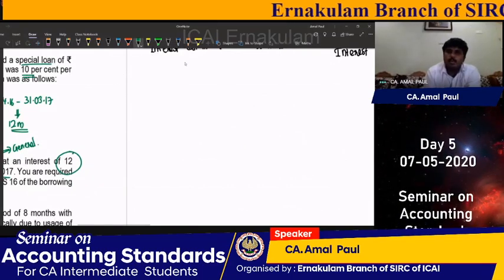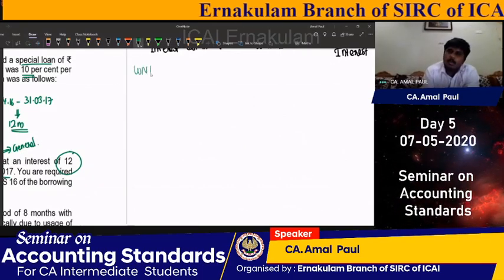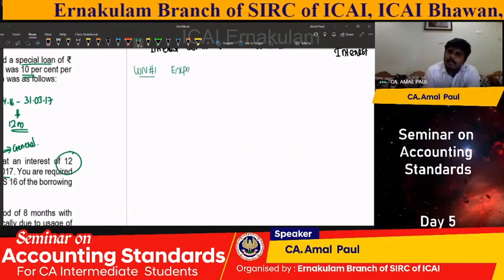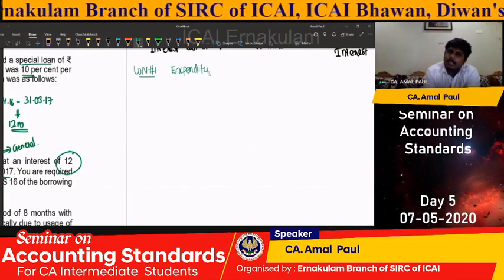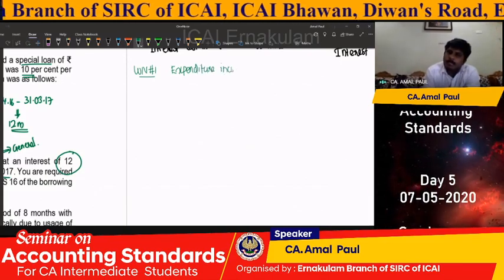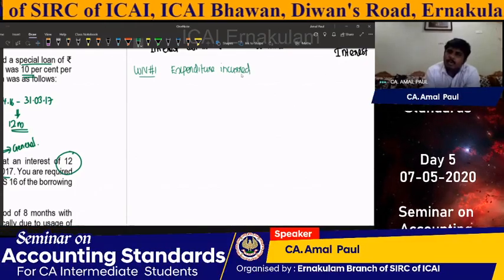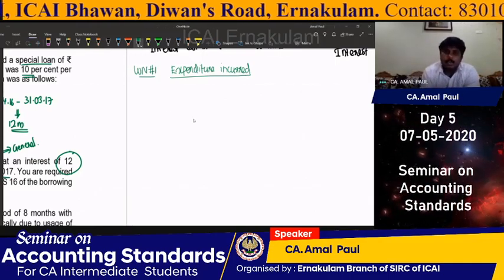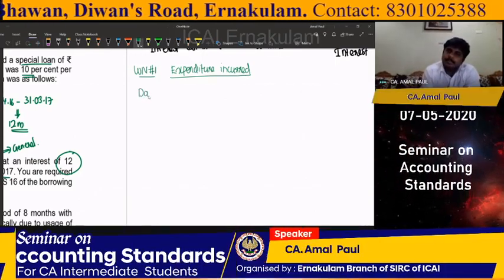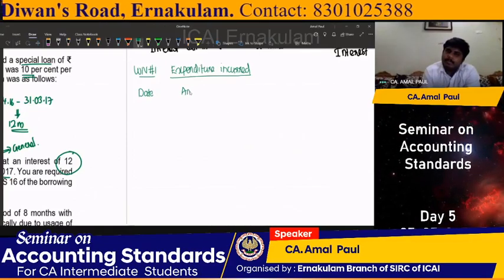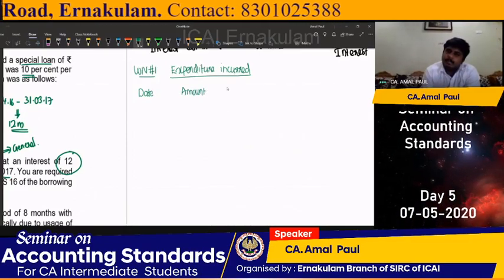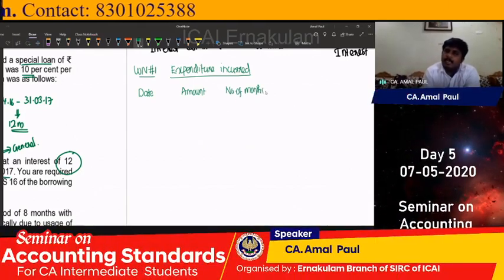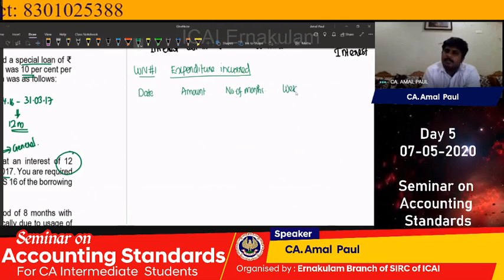So working note number 1, that is expenditure incurred. We are going to consider the time weighting factor. So date, amount, number of months, then weighted amount.